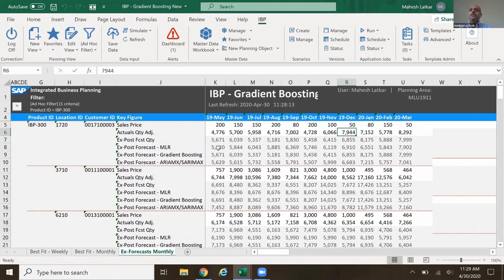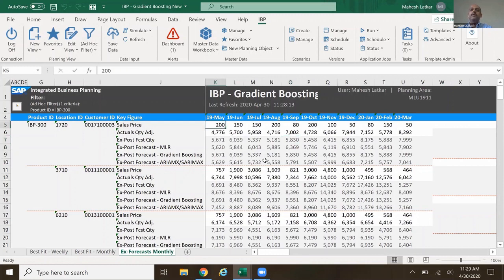If you look at the output of these algorithms, we got MLR, multilinear regression, we got ex-post forecast for gradient boosting, and ex-post forecast for Arimax. And this ex-post forecast quantity is the final result of this output. So it will choose based off these three models. Okay, if you can see here, it has chosen gradient boosting as the best fit for this particular example, because it is applying the same pattern.